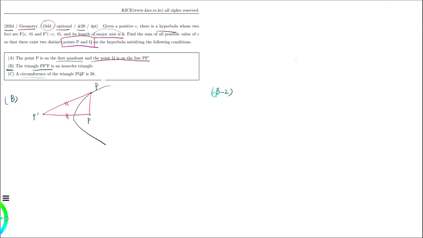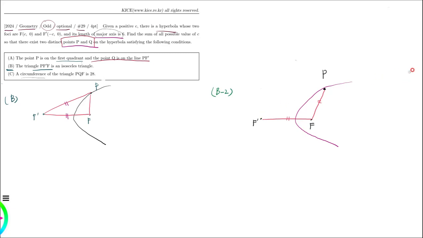And do we have another case? Let's just say case b-2, with F prime and F. What do we have? F prime, and there might be another third side, maybe like this. This point P is still on the first quadrant and also on the hyperbola.